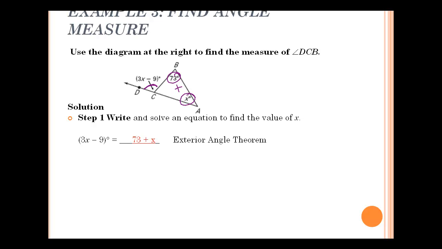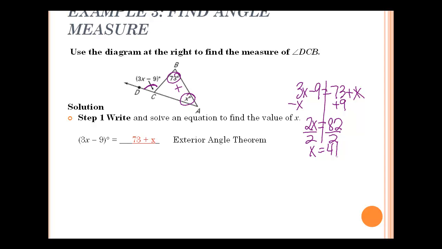If you go ahead and solve this, which I'm going to solve right over here, 3x minus 9 equals 73 plus x. Well, let's move our like terms together. This will become a negative x over here. This will become a plus 9 over here. So I have 2x equals 73 plus 9, which is 82. Divide them both by 2, and x equals 41.